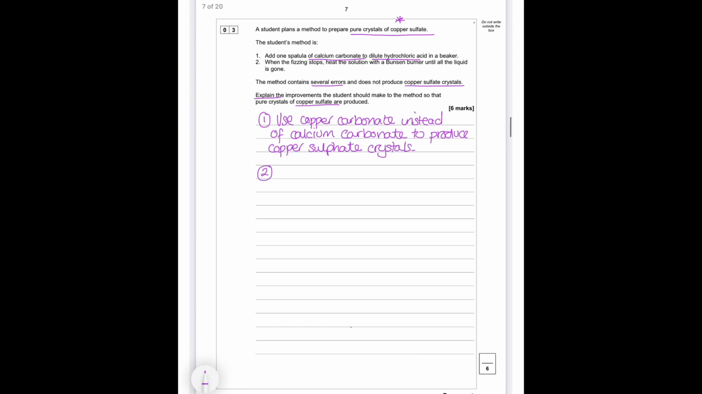Also, if we're producing copper sulfate, the acid that we need to use to produce a sulfate needs to be sulfuric acid, not hydrochloric acid, because hydrochloric acid would produce a chloride, not a sulfate. So our second change should be that we need to use sulfuric acid, not hydrochloric acid.